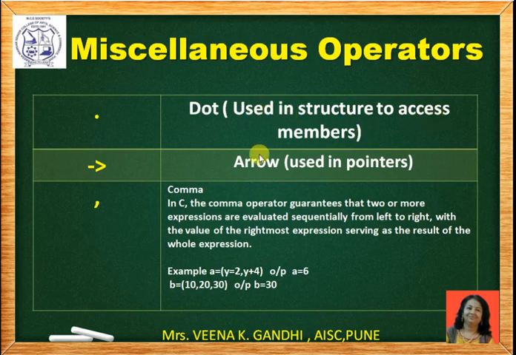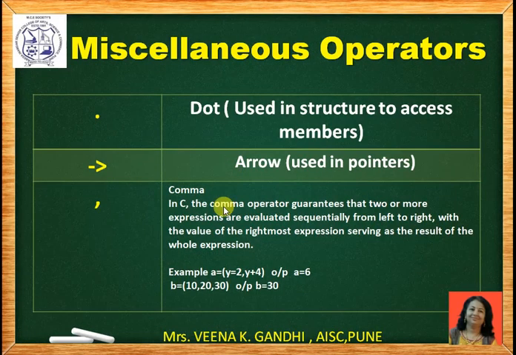Miscellaneous operators. First is the dot operator. It is used in structure or union to access the members. Then the arrow operator, it is used in pointers. Then the comma operator, comma is used as a separator or operator. When we declare two or more variables of the same type, in that case comma is used as a separator.